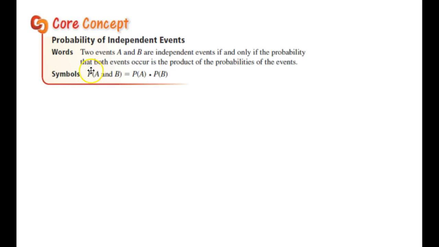So now let's look at our probability. So two events, A and B, are independent if and only if the probability that both events occur is the product of the probabilities of the events. This is kind of what we were looking at in our last section. So I've got the probability of A and B happening, right? So I look at the probability of the first one happening and I multiply that by the probability that the second one happens.